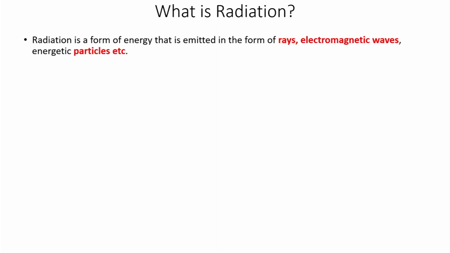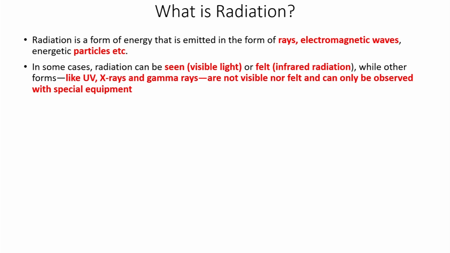Now, what is radiation? Radiation is a form of energy that is emitted. It can be in the form of rays, electromagnetic waves or energetic particles. All these things constitute radiation. So, the spacecraft can see all these types of radiation.